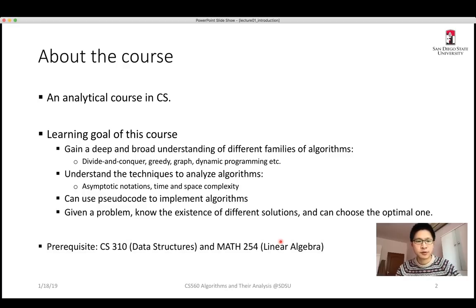And there are two prerequisites for this course, which are CS310 Data Structures and Math 254 Linear Algebra. And actually, as you will see as we enter this course, many of the topics in this CS560 will be an extension of some of the topics introduced in data structures. For example, you will go through the tree structure and the graph data structure a lot in this course.